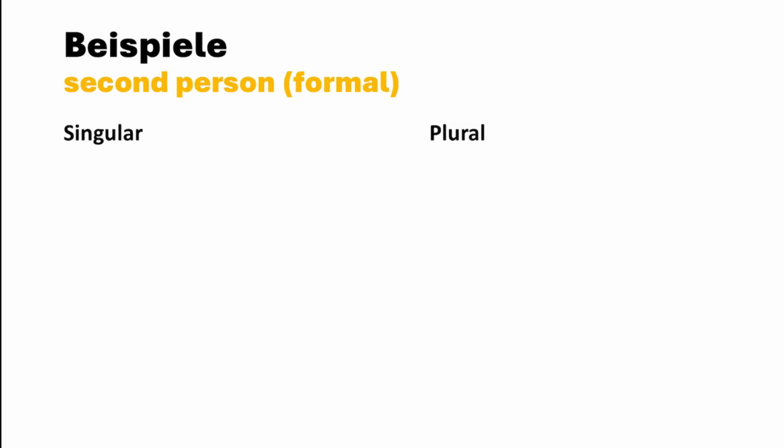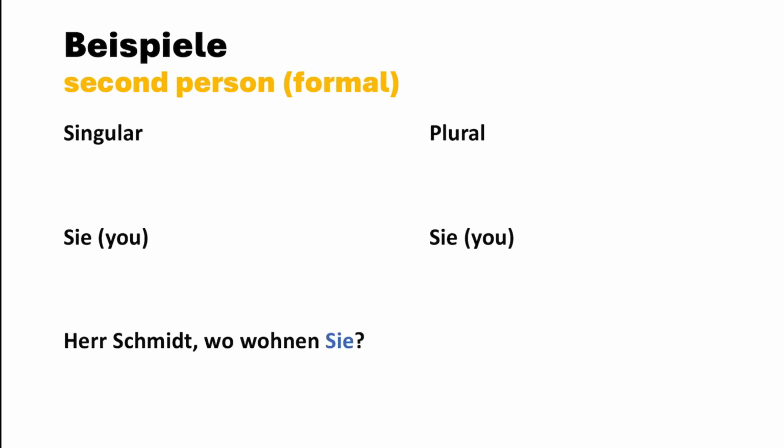Now let's look at the second person formal, which in both cases is sie. Sie, and this sie is always spelled with a capital S, no matter where it is in the sentence. That's how you can differentiate if it is the formal sie, the formal you, or talking about she, sie, which is always small. But this formal case is always spelled capital. For example, Herr Schmidt, wo wohnen Sie? Or plural, Herr und Frau Schmidt, wo wohnen Sie?